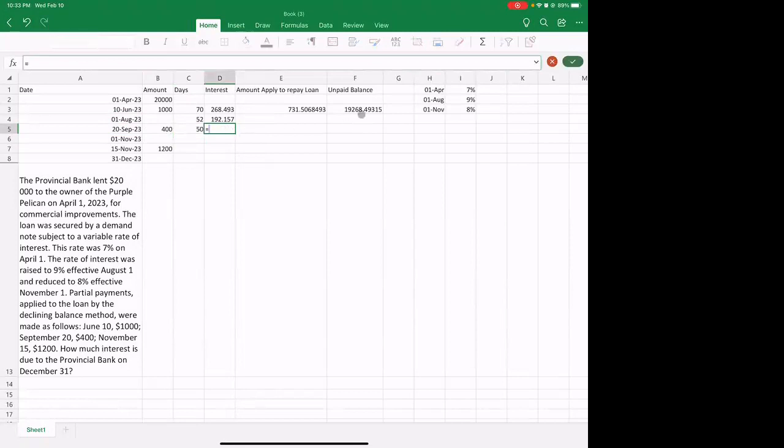Interest is PRT, so this is the P. R, this time use 9%. T is 50 divided by 365. Okay, so that is the interest on September 20th. So for total interest, you can add these two together. Okay. So next, November 1st, interest changed to 8%.